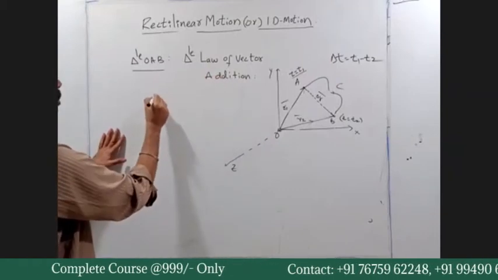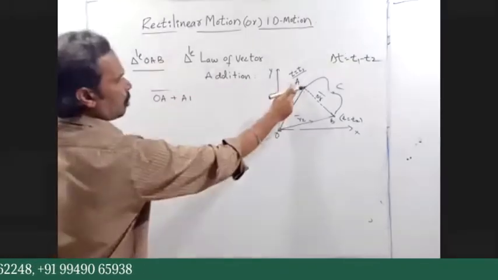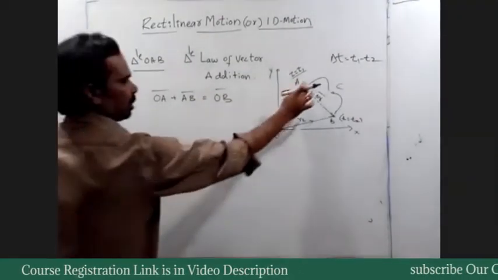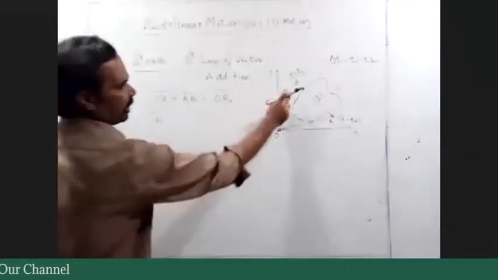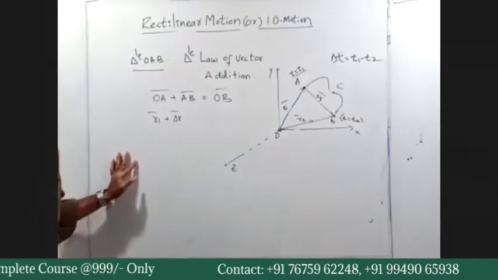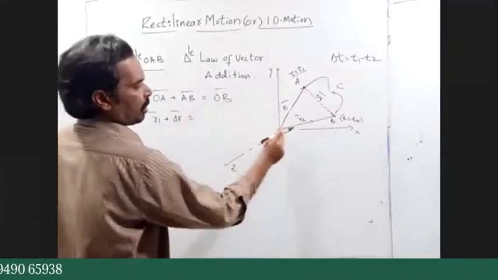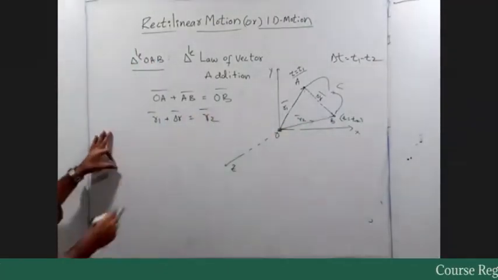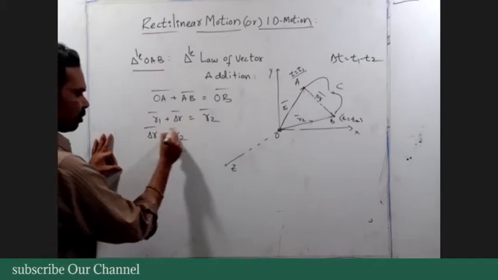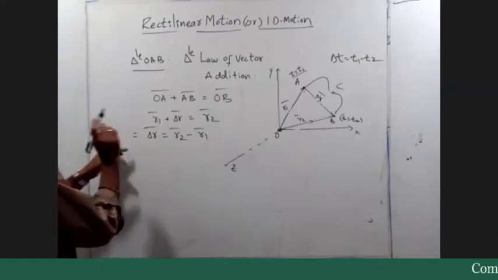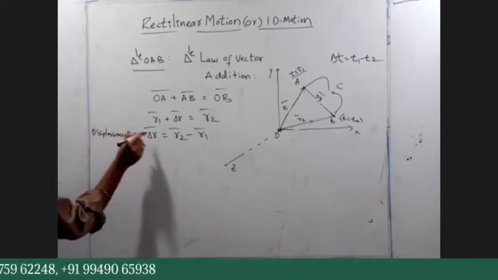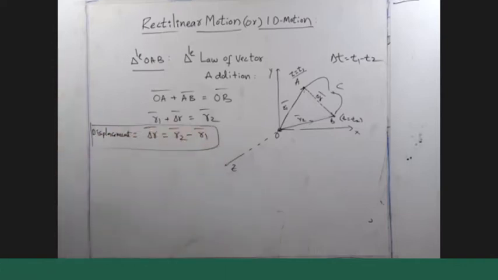Then OA bar plus AB bar is equal to OB bar. OA bar indicates the r1 bar vector and AB bar indicates the vector delta r bar, the change in position. This is equal to OB bar, which is r2 bar. So now I want delta r bar. Delta r bar is equal to r2 bar minus r1 bar. This delta r bar is called the displacement vector. This is the displacement of the moving particle when it is going from A to B.